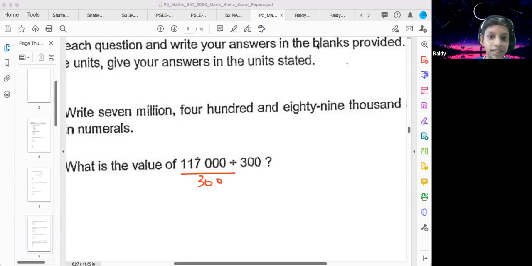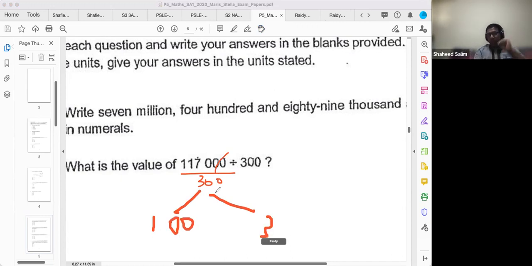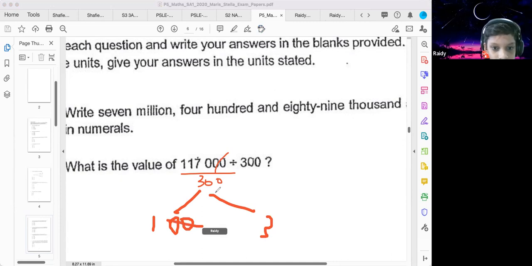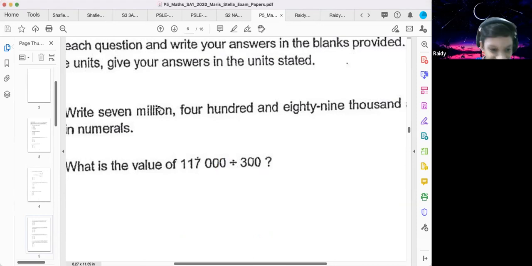Okay, so you take, cancel lah. 100, then you take 3 here. So 1170 divided by 3. Well done.